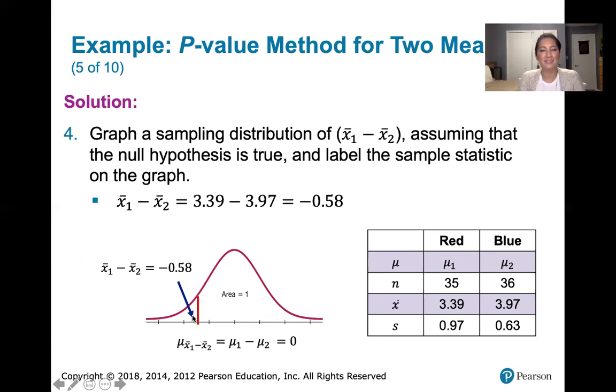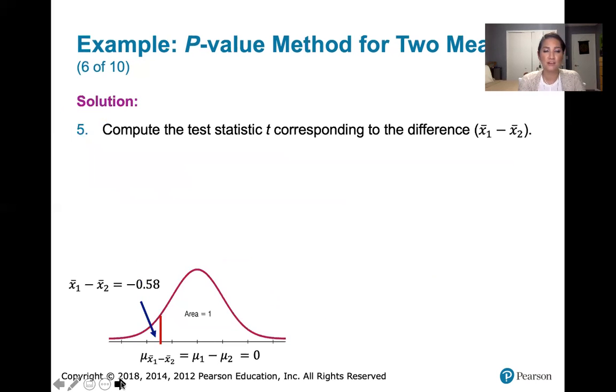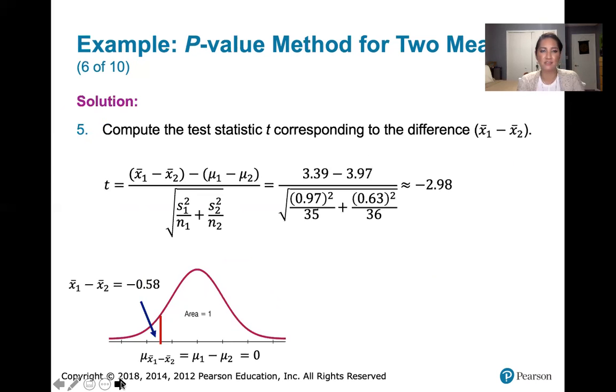And we're asking ourselves, is that significantly high or significantly low, given that the mean of the distribution of x sub 1 bar minus x sub 2 bar is 0? Or in other words, given that the two population means are equal to each other. So mu sub 1 is equal to mu sub 2. Saying, if that's true, is it significant that we have a difference between sample means of negative 0.58? In order to figure that out, we are going to compute the test statistic t corresponding to that difference.